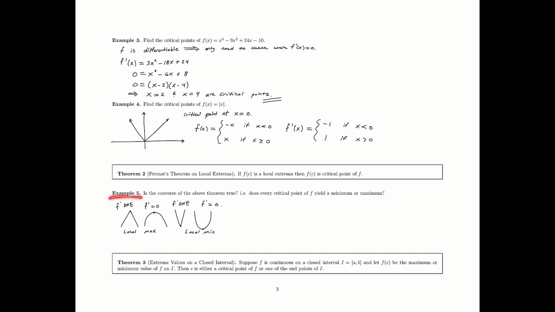So now, example 5 says, is the converse of the above theorem true? In other words, if we switch it around, does every critical point of f yield a minimum or a maximum? So the answer here is no. What's an example? For example, we can take the function x cubed. X cubed has a critical point at x equals 0.